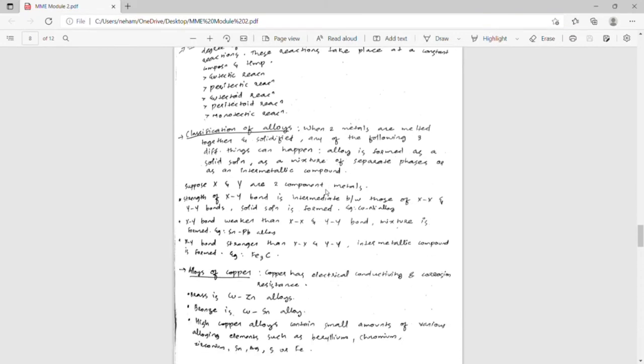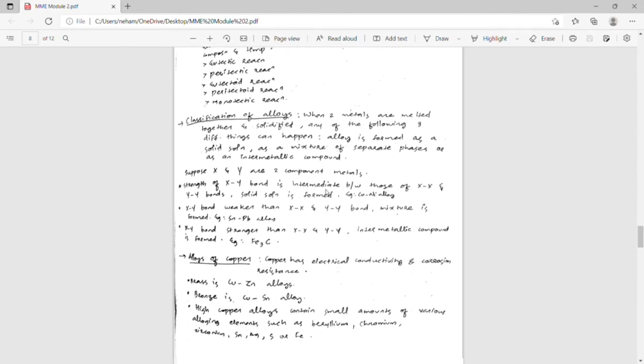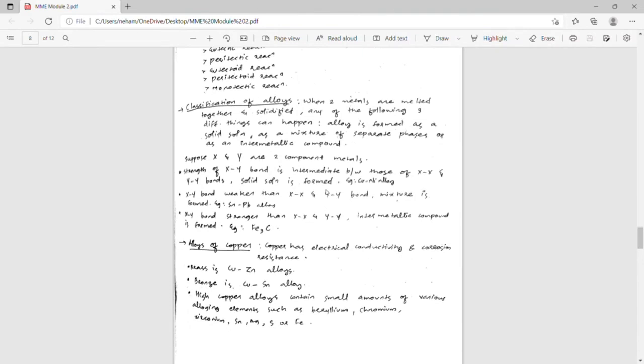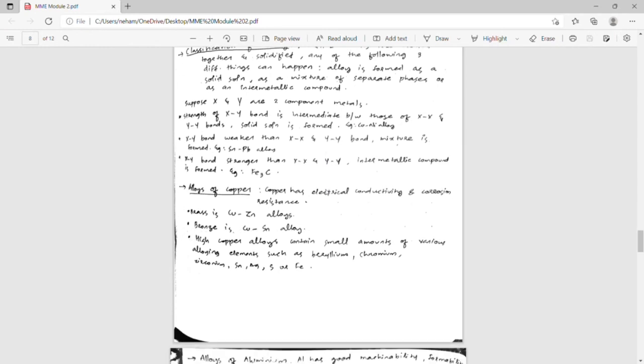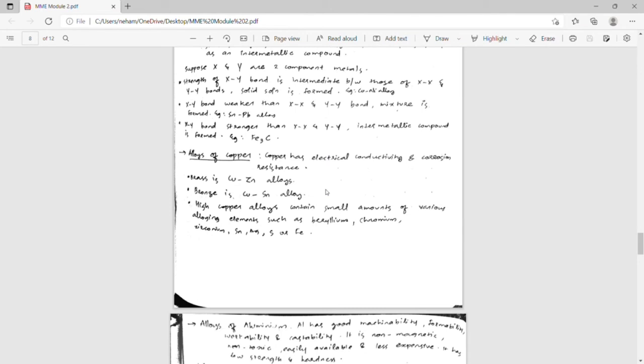Classification of alloys. When two metals are melted together and solidified, any of the three following different things can happen. Either an alloy can form, or a solid solution can form, or a mixture of separate phases or an intermetallic compound. Suppose X and Y are two component metals. Strength of XY bond is intermediate between those of XX and YY. In that case it will be a solid solution. Example, copper nickel alloy. If XY bond is weaker than XX and YY bond, then a mixture will form. When XY bond is stronger than XX and YY, then an intermetallic compound will form.